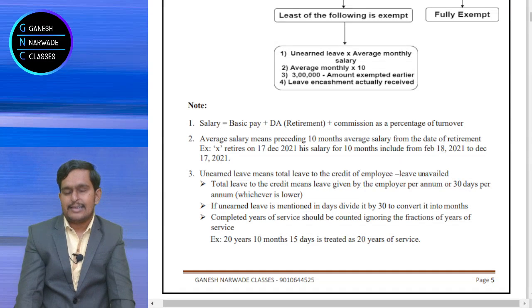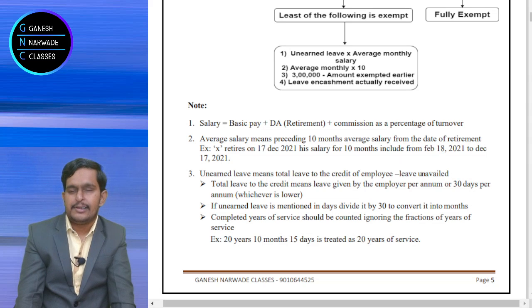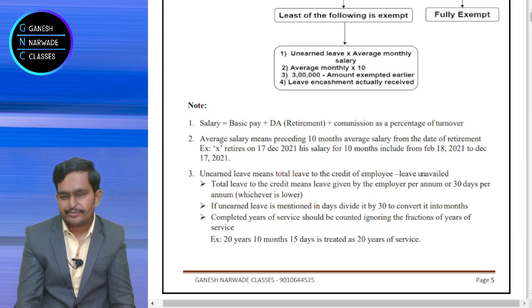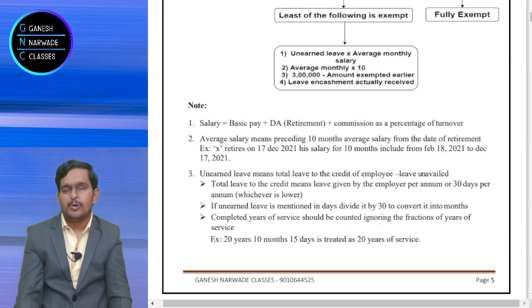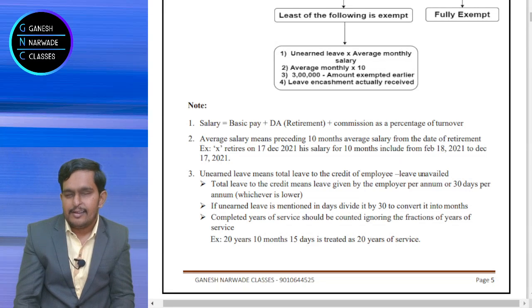Now this data they may give in months or they may give in days. If they give in days, calculate in days, no problem at all. But at the end, divide it by 30. Right? At the end, what you do? Divide it by 30, so that you will get it in months. Because salary you get monthly, right? Not daily, right? That's why.